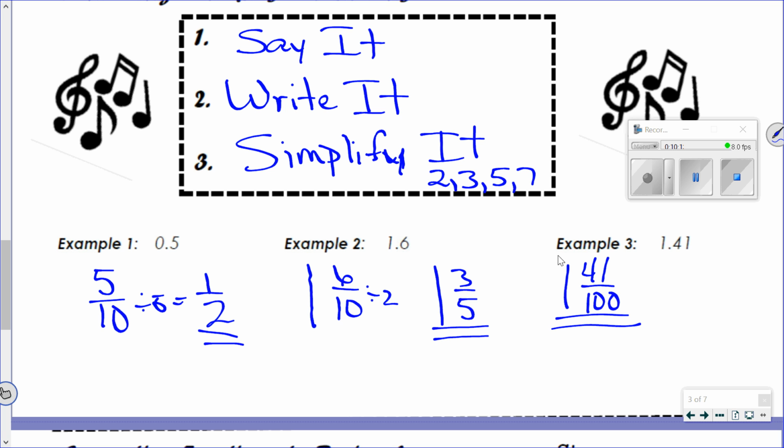Now there is a rare exception. If my second factor is another prime number like 11, 13, 17, 19, then there may be a chance to simplify it, but by and large, that's not going to happen. Questions? Okay, so again, say it, write it, simplify it.